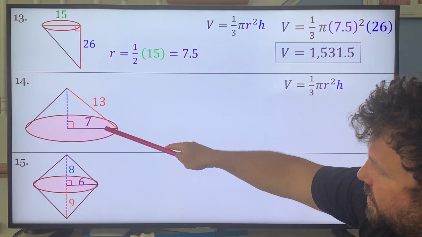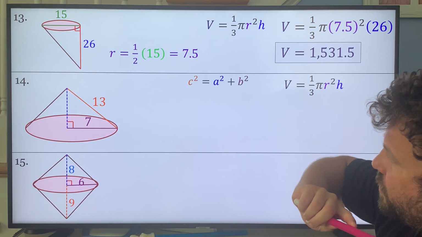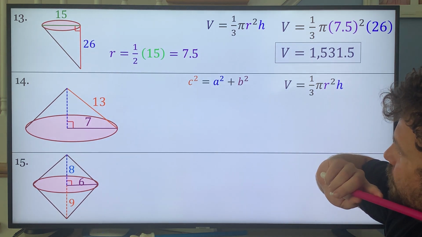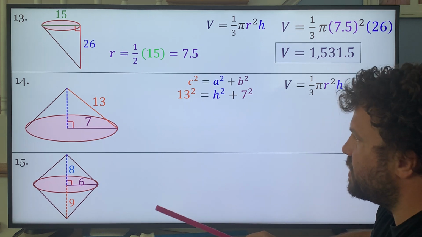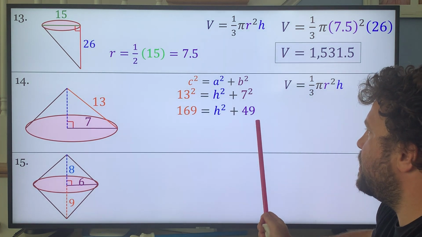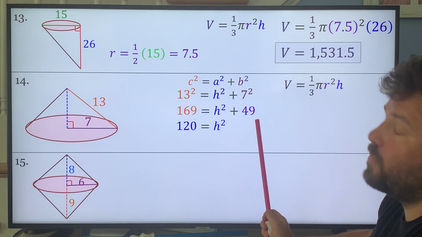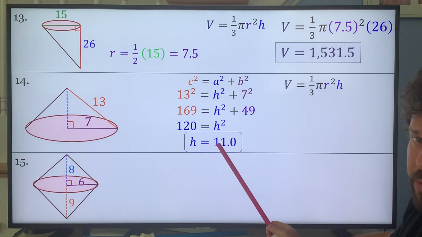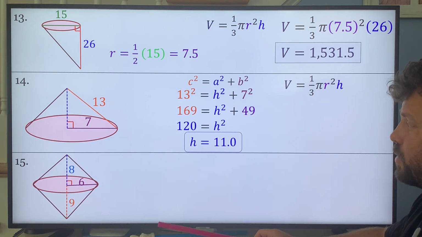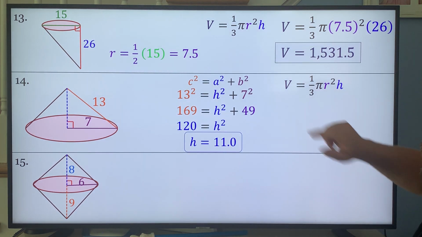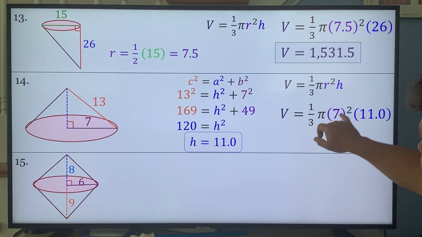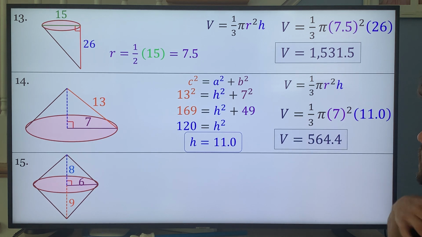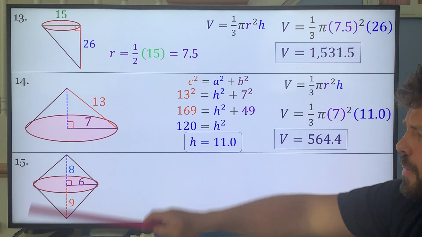Not given the height here, so we have to find the height. Way to find the height is 13 squared equals h squared plus 7 squared. 169, subtract 49, you get 120. So the height is about 11, like 11.04, but we'll just say 11.0. 1/3 pi times 7, which is your radius, squared, times 11 is 564.4 cubic units.